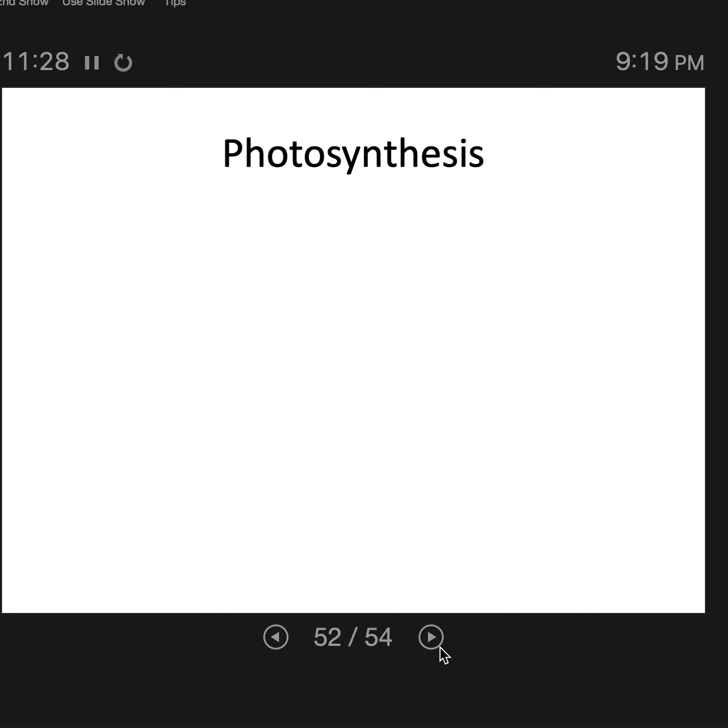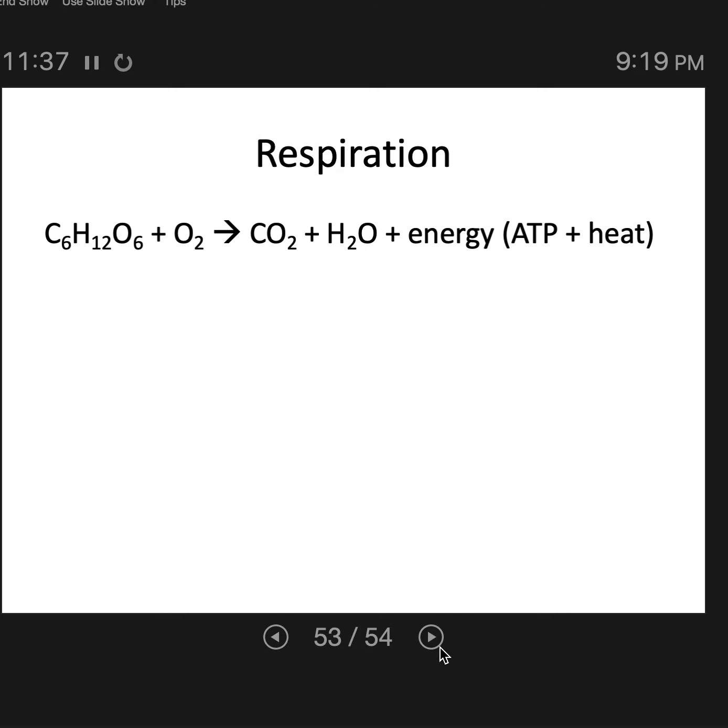I'm going to squeeze photosynthesis in here because, again, this doesn't have to do with the microbes in your body, but it's very important to your life on this planet, right? So this is the equation for respiration. This is not a balanced equation, but this is what you have.